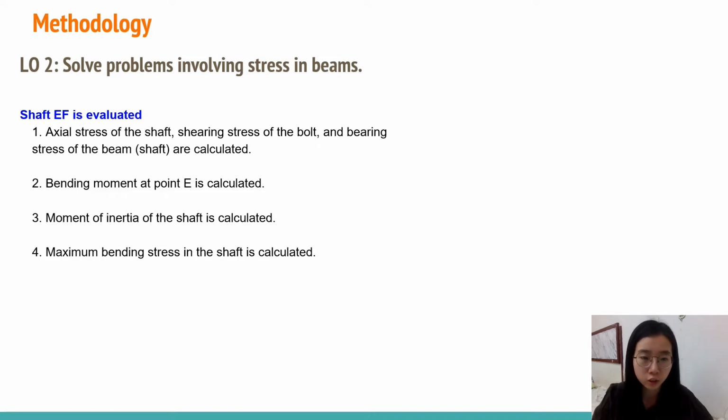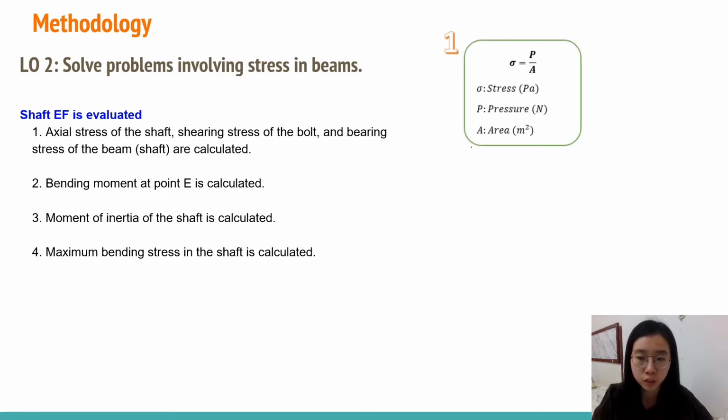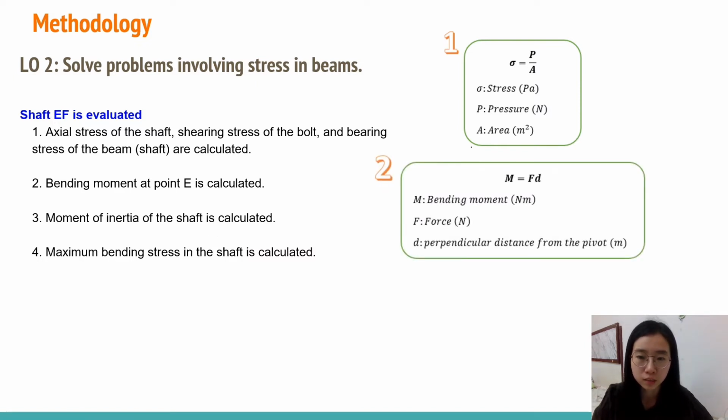Firstly, axial stress of the shaft, shearing stress of the bolt, and bearing stress of the beam shaft are calculated by using the formula stress equals force over area. Secondly, bending moment at point E is calculated by using the formula M equals Fd. d is the perpendicular distance from the pivot.